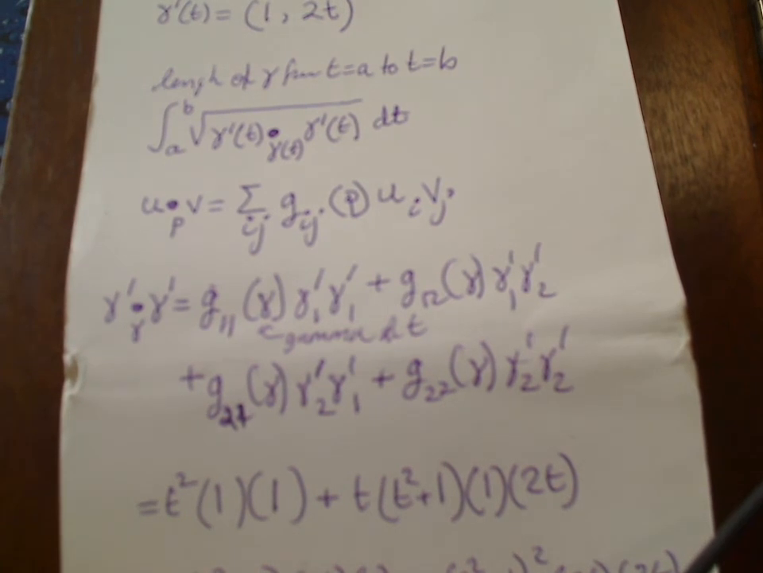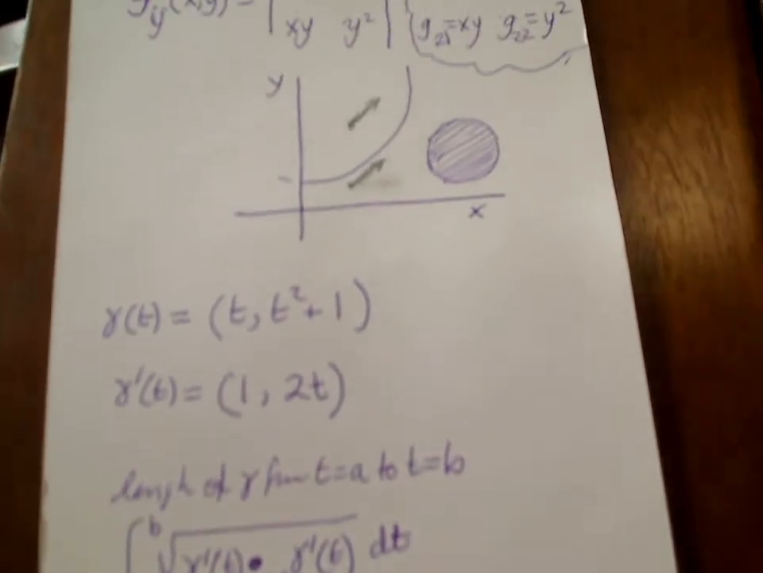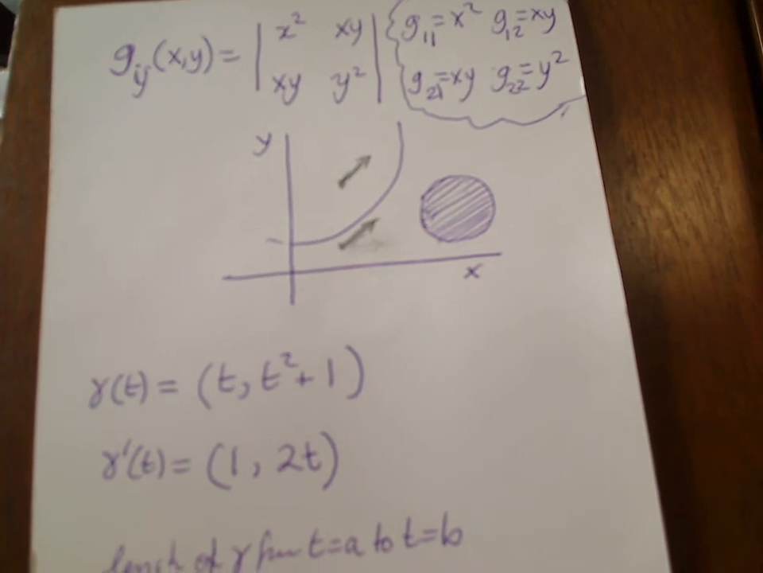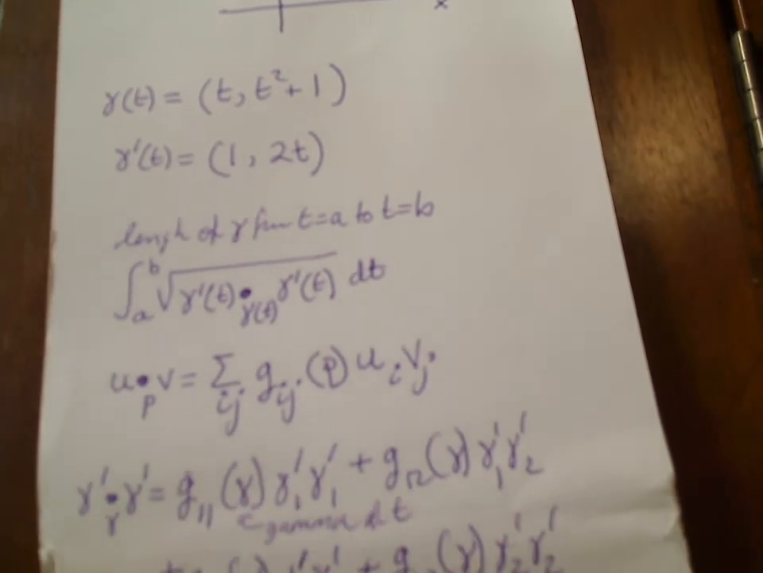Okay, remember that gamma of t was what? (t, t squared plus 1), right? Okay, so g11 at gamma of t is just the x coordinate of gamma of t, but squared, right? Because if you look at the matrix, let's go back up here. See, g11 is just x squared. Right, keep that in mind. And remember, g22 is going to be y squared. The middle term is just the x component times the y component.